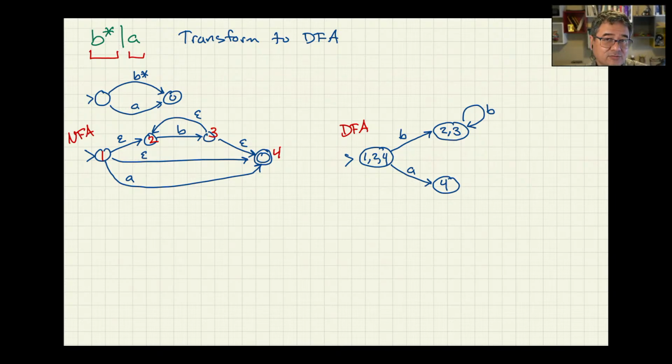I haven't added any new rooms or new states to this transition diagram, so I'm done. The last thing to do is to mark the accepting states. In my original diagram, the accepting state was 4. So anything with a 4 in it in my new diagram is going to be accepting. That means the initial state is accepting, and this 4 is accepting.